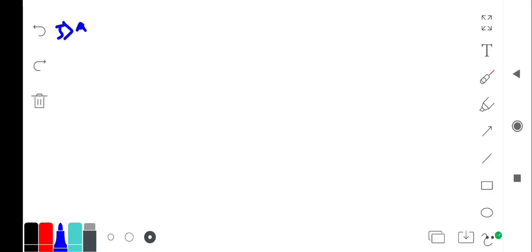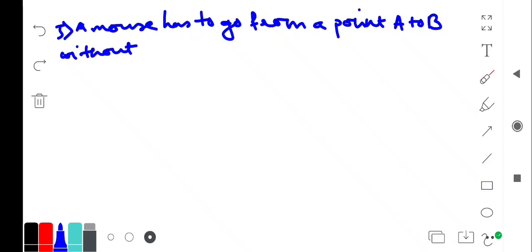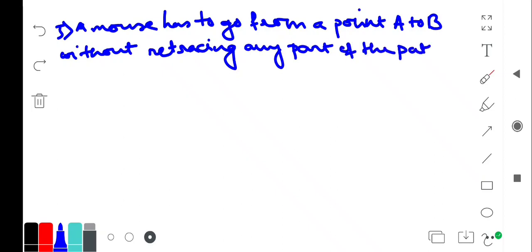Now, a mouse has to go from a point A to B, okay, without retaking any part of the path, and never moving backwards.